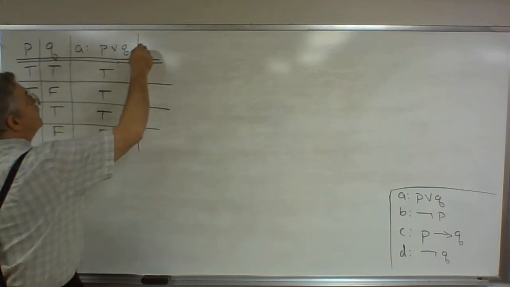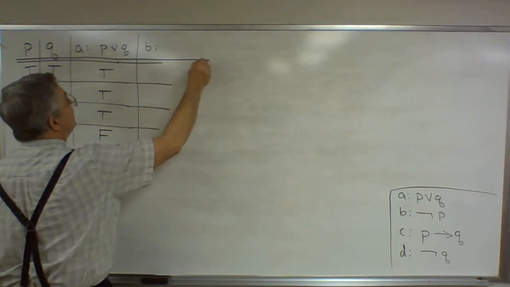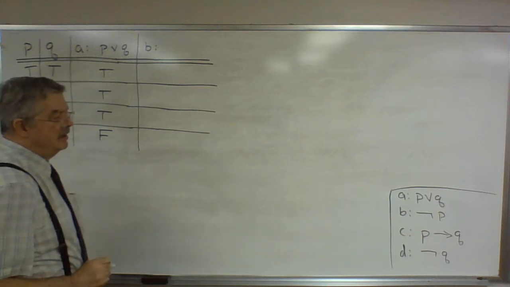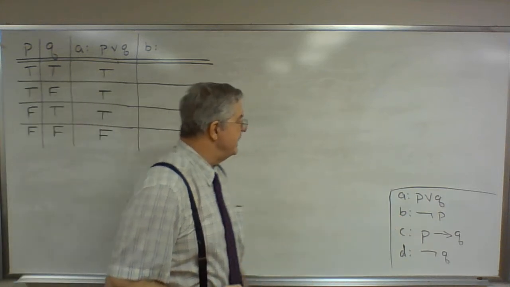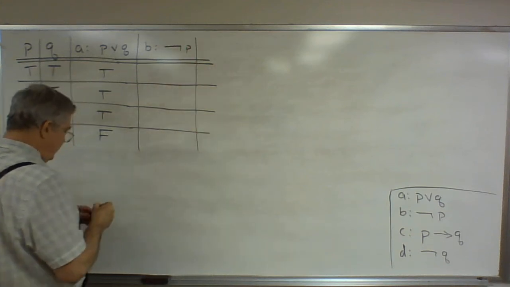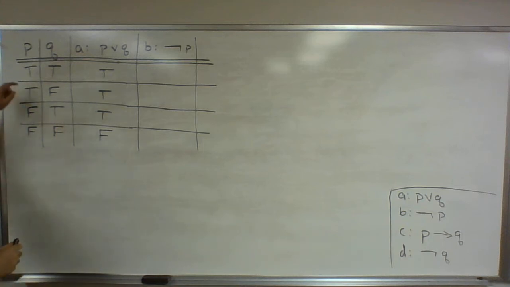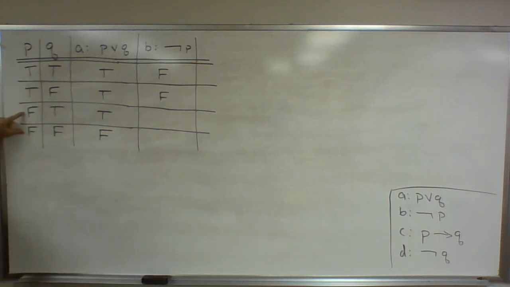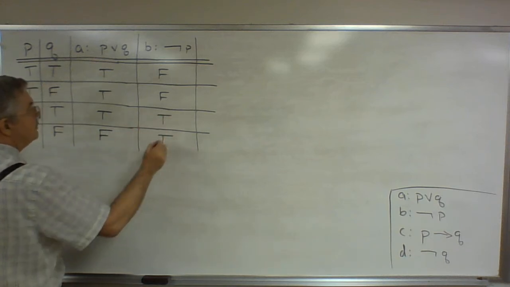Now let's go to work on specification B, or condition B. Condition B is just the negation of P. And remember what that is? The negation just changes true to false and false to true. So in these two cases, when P is true, this becomes false. In these two cases, when P is false, not P becomes true.